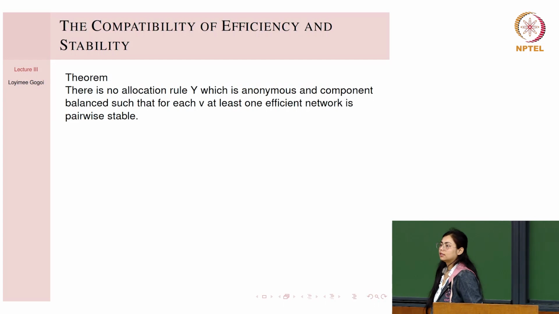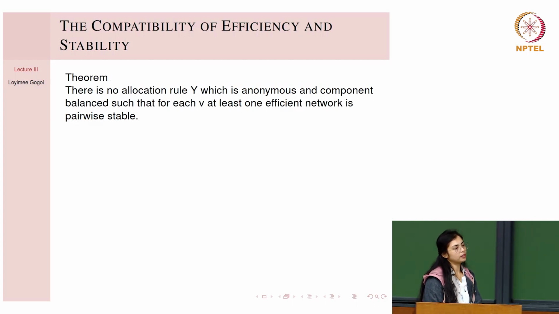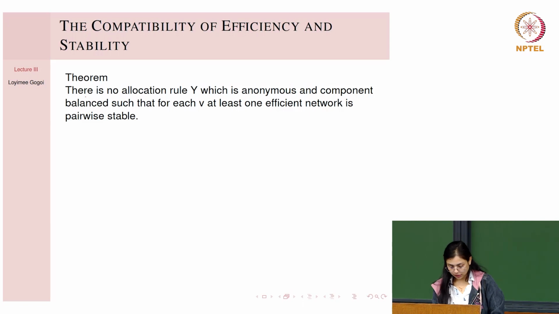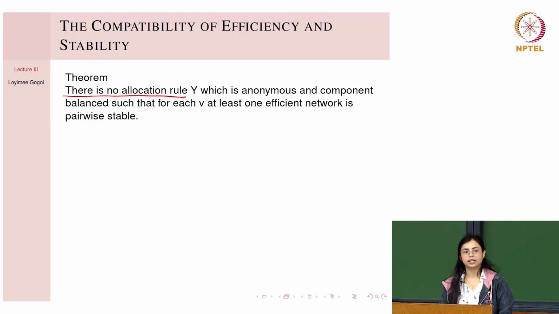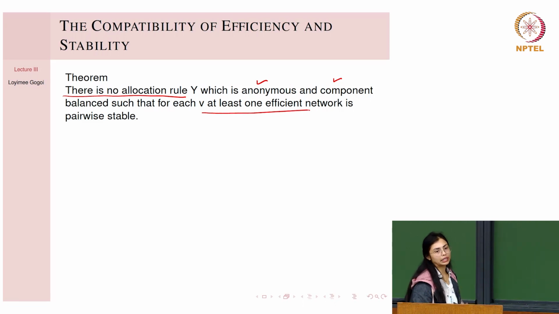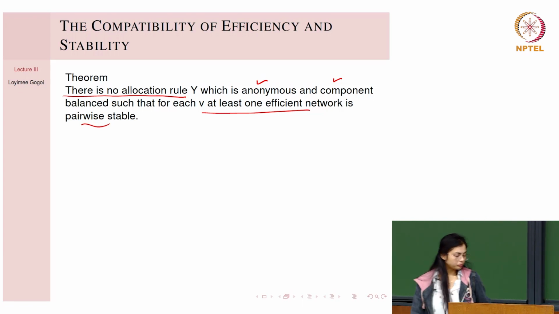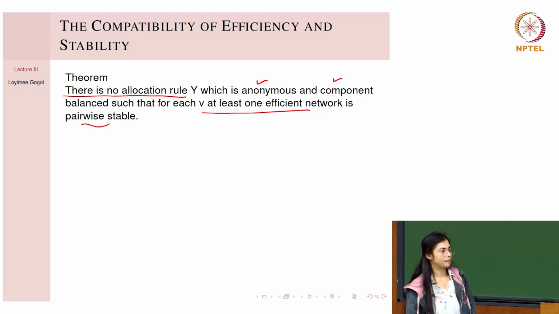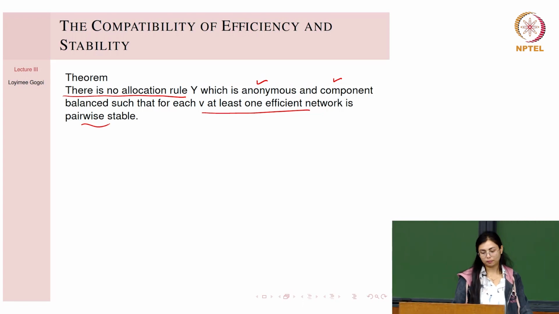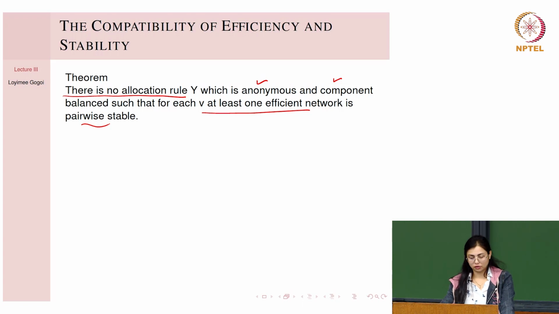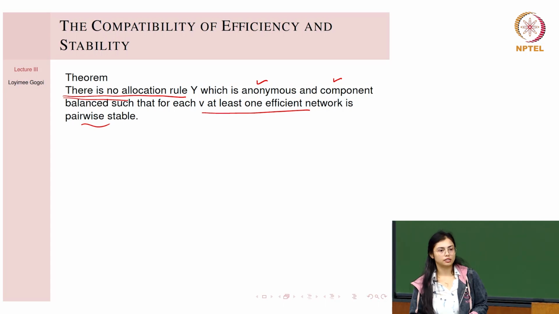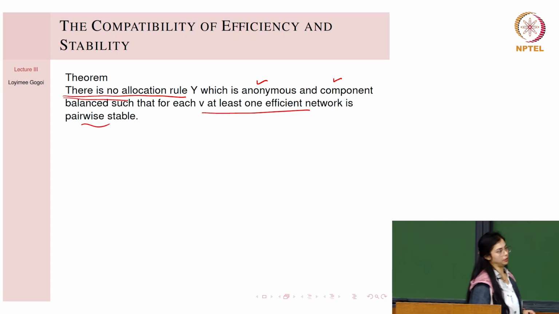Here I have another axiom. Here we talked about constrained efficiency: there does not exist any allocation rule which is anonymous and component balanced where at least one efficient network is pairwise stable. So we can't have this kind of efficiency which is pairwise stable.